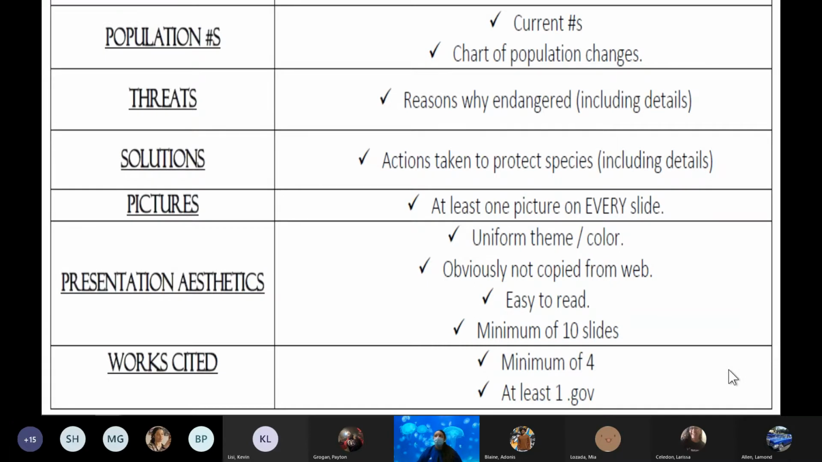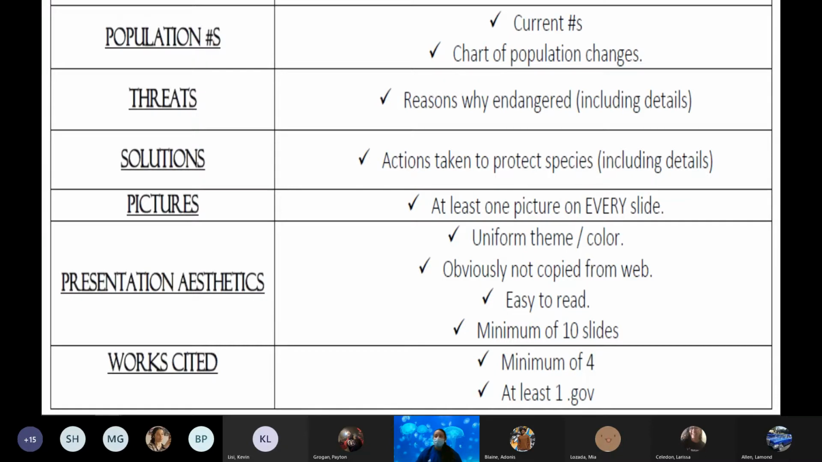Then you're going to tell me about the population numbers. So what's the current numbers? And show me a chart of the population changes over time. What is threatening this species to make it endangered, including some details in there. And what are the solutions that are going on to help protect these species? Make sure you have at least one picture on every slide and that your project looks uniform with the theme and the color. Obviously not copied from the web, easy to read.